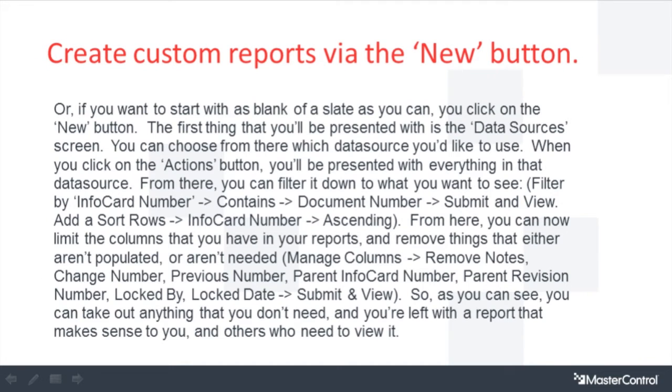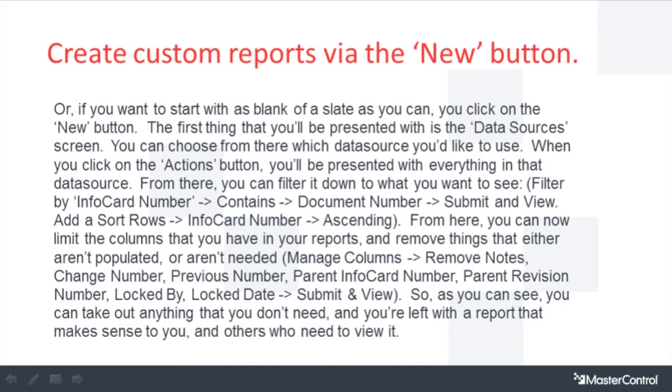Sorry, here's one of those puke-on-a-page slides, so bear with me here. The other way of creating a custom report is to click on the New button, so you start with a complete slate. From there, you get the different data sources. You've got info card, event card, and others that you can use. Then you click on the Actions button, and you'll be presented with everything in that data source.